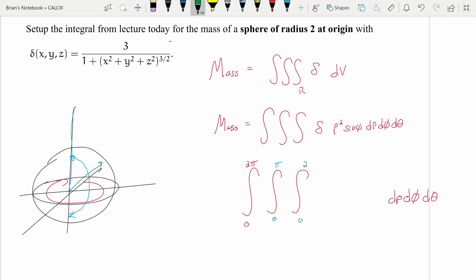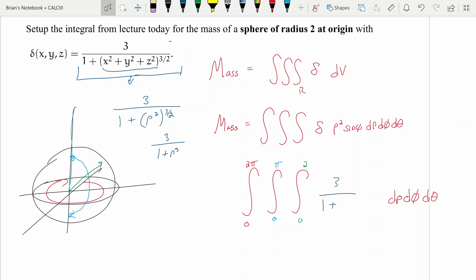And now what we need to do is get our density function in terms of spherical coordinates. And we did that in lecture. It was 1 plus, remember, this guy right here is rho squared on the inside. So we'll just have rho squared, rho squared. And then we've got that to the 3 halves, which turns that into 3 over 1 plus rho cubed. And we'll put that in there, 3 rho cubed.